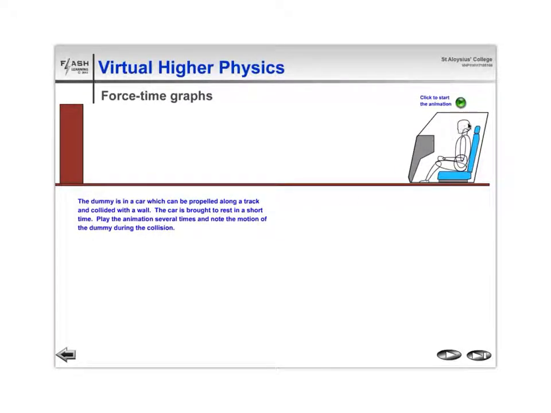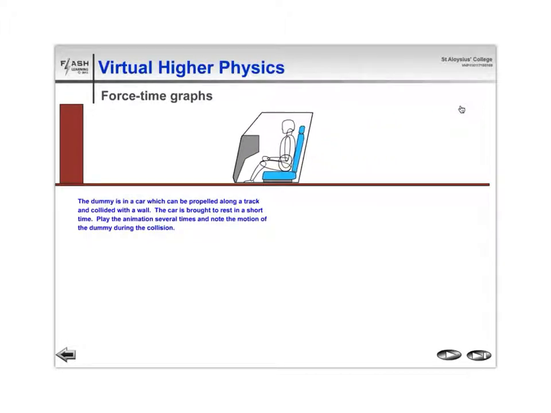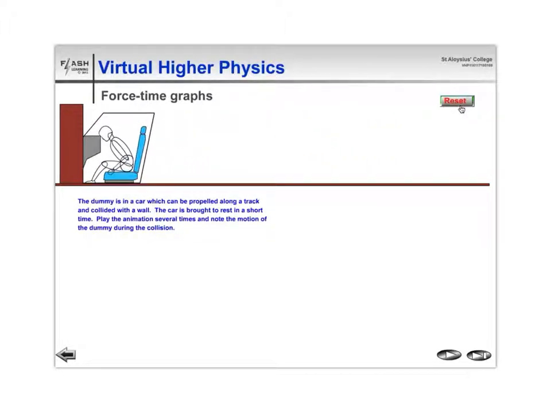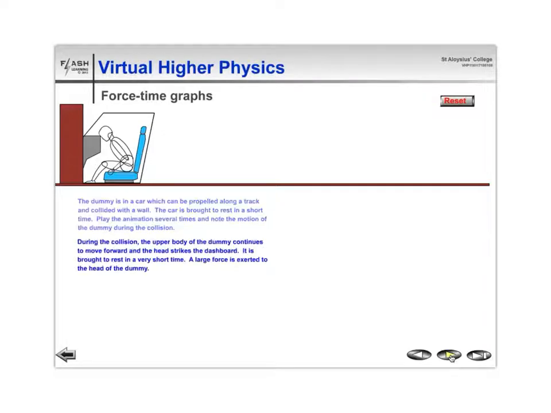Often impulse questions will look at the graph of force versus time, because the area under that graph is equal to the impulse. If you think about speed, distance, time, the area under a velocity time graph is distance, because distance is speed times time.